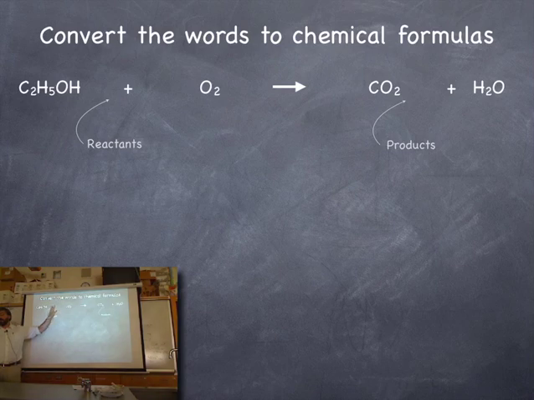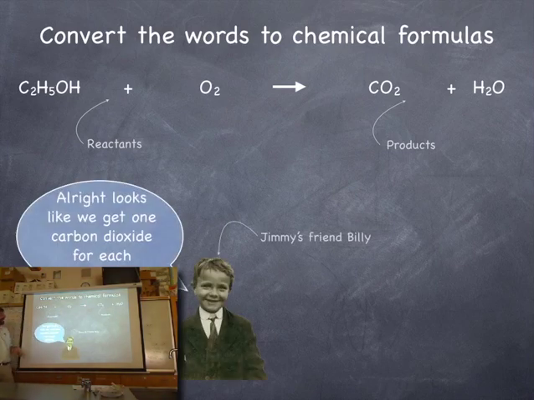Okay? So, Jimmy's naive friend Billy, of course, feels that this clearly shows us that we're going to get 1 carbon dioxide when we burn 1 ethanol. Okay? Is Billy correct? Is that the way that this works? What do we have to worry about?